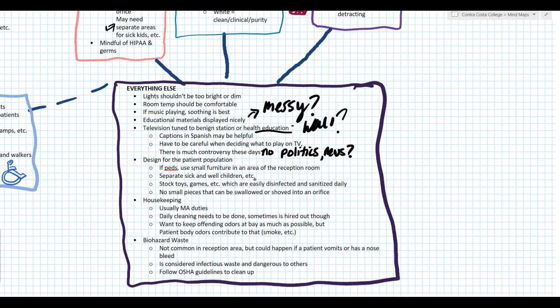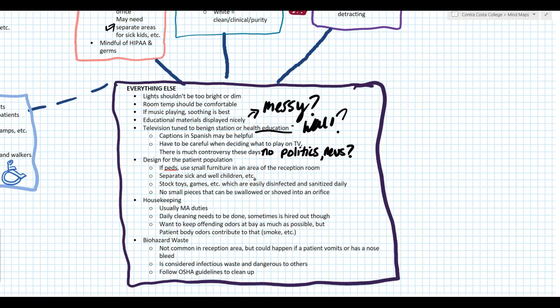You want to design an area for sick kids and for better kids, and then you want to stock toys, games, all of those things, and they should all be easily disinfected and sanitized because you're going to want to sanitize them on a daily basis. Sick kids spread germs, it's just a fact of life, and so we don't want a kid coughing and handling a toy and then another kid coming in the next morning and picking up that toy and picking up whatever the kid was suffering from. So we have to sanitize those toys every day.